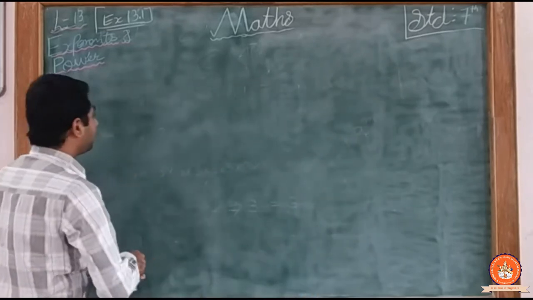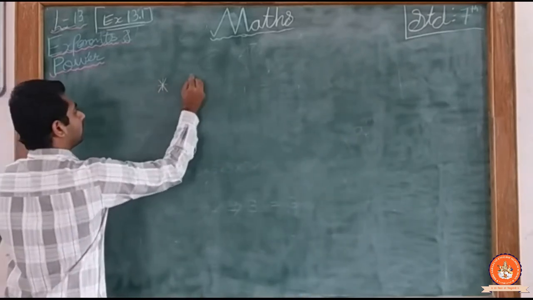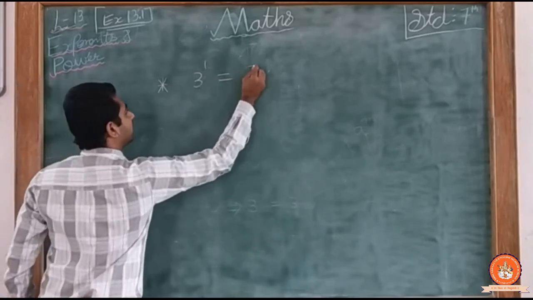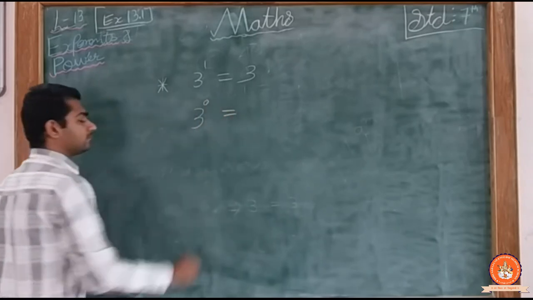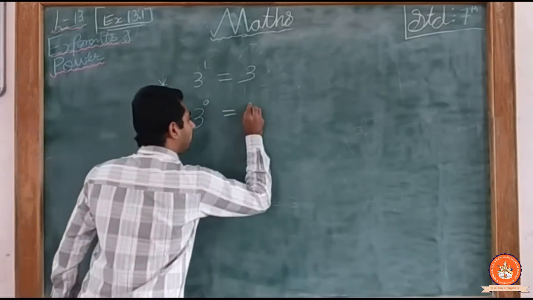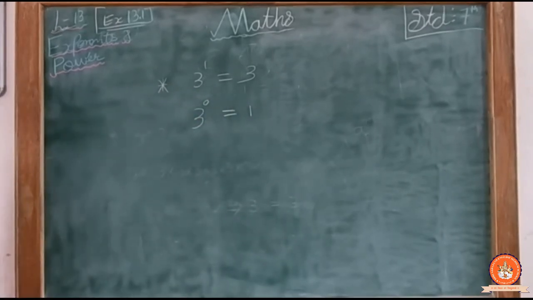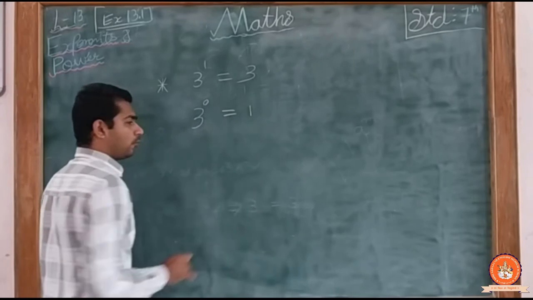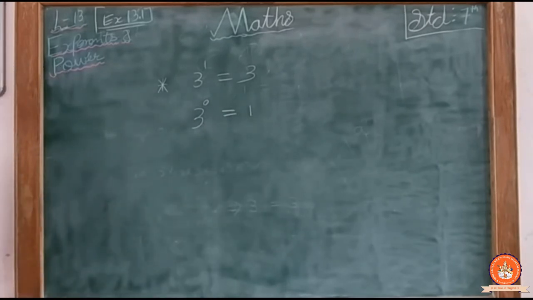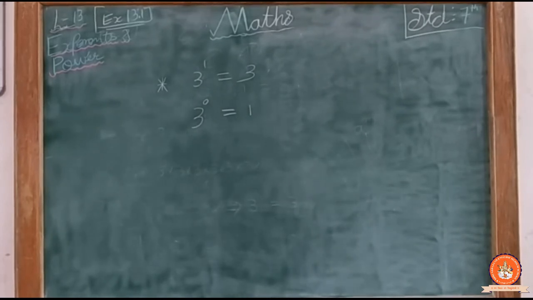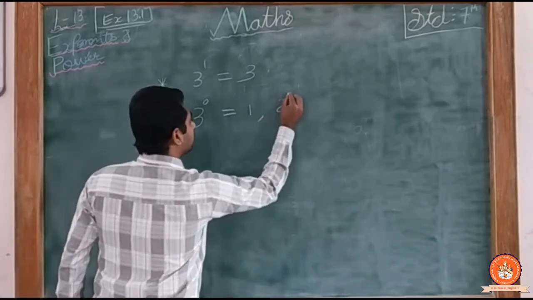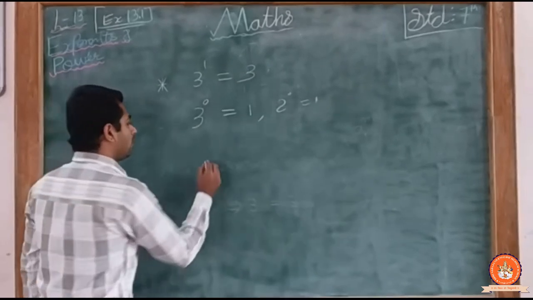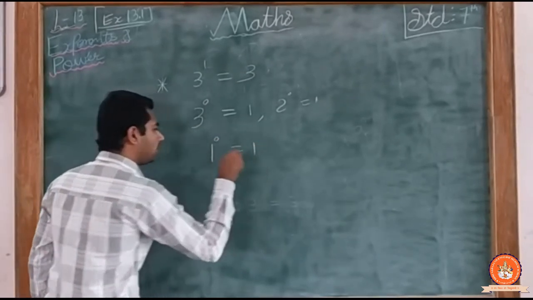We had come to know that 3 raised to 1 you can write as 3. If I have 3 raised to 0, then it becomes 1. If I have 3 raised to 0, then it is equal to 1. This much you have to understand, as it will be asked in your exam also. So 3 raised to 0 equals 1. And 2 raised to 0 equals 1. 1 raised to 0 is also equal to 1.